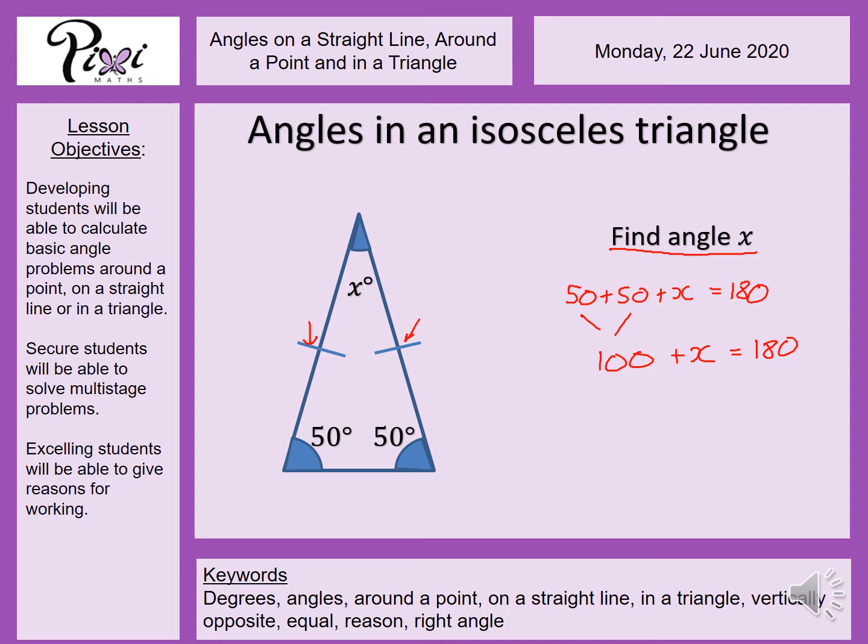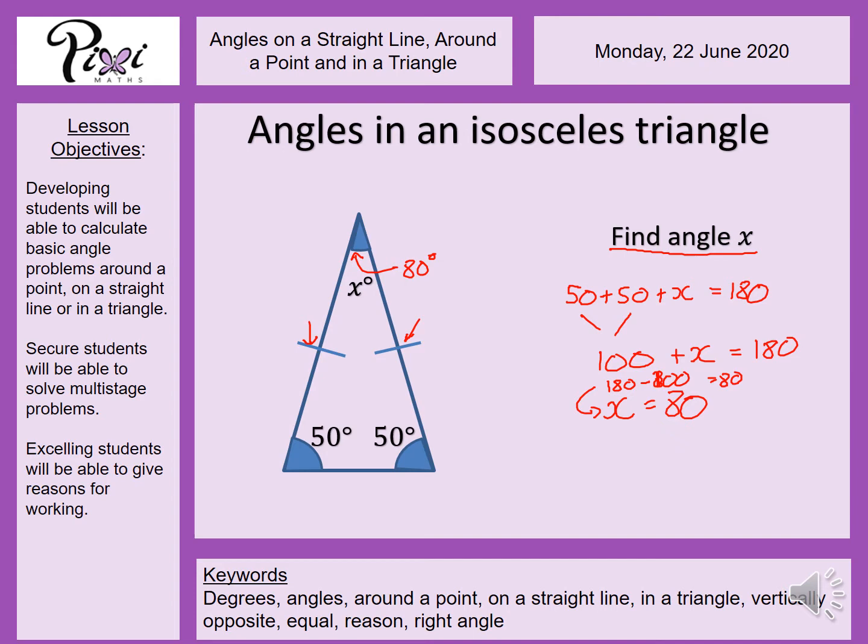So if we take away 100 from both sides, that tells us x equals 80. So we've worked this out by doing 180 minus 100, equals 80. So therefore, x equals 80. So you can work out from that x equals 80 degrees. And this one we could have done last lesson because we've been given two of the angles here, and we just have to work out the third one.